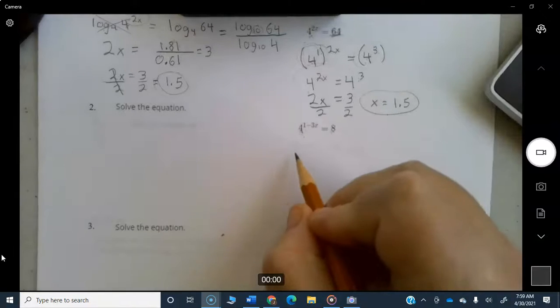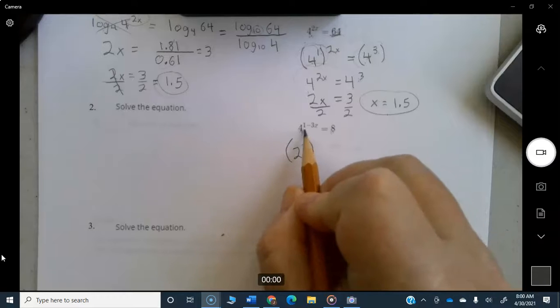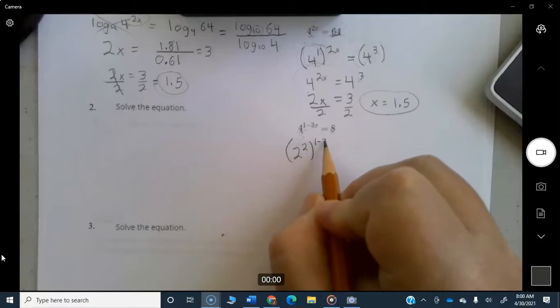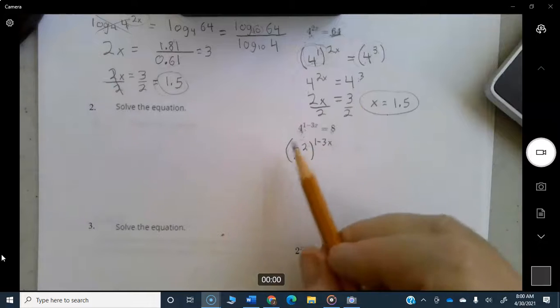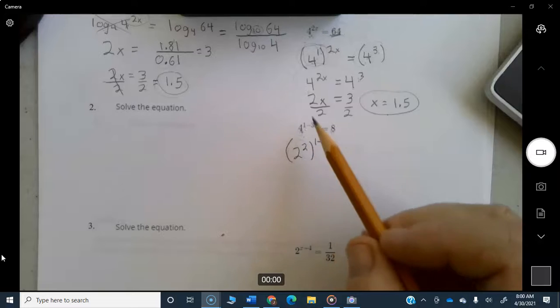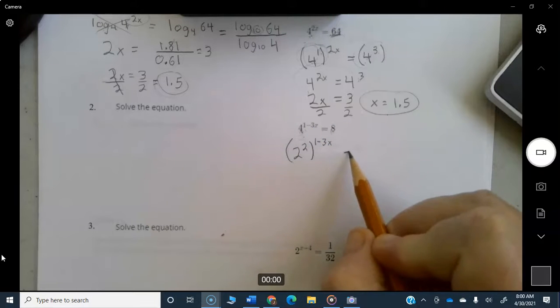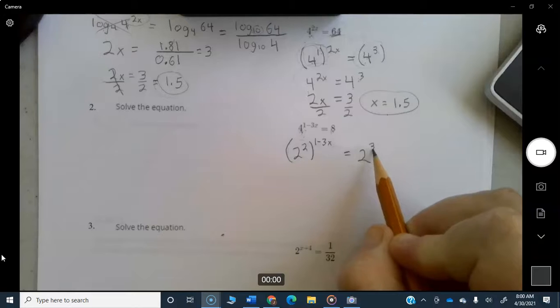So this can be written as 2 squared raised to this same power out here. Okay, so that equals 4, right? So this entire term here is the same as this. Now over here we're going to do 2 to the what power gives you 8. That would be 2 to the third power.